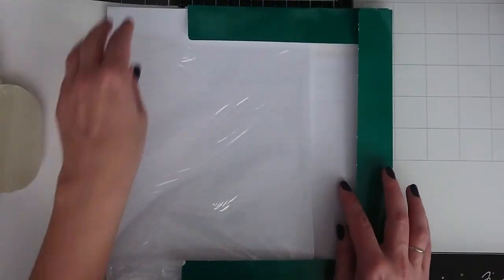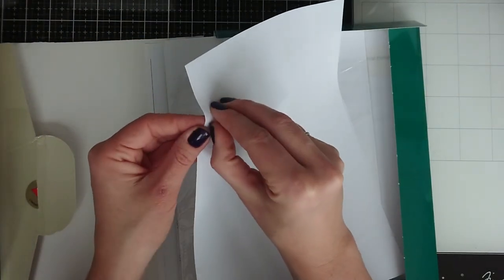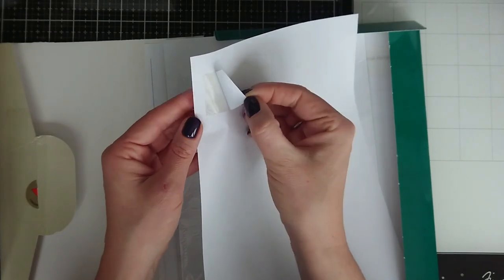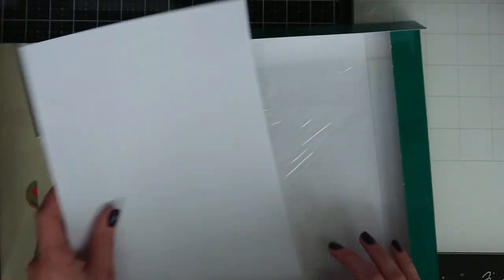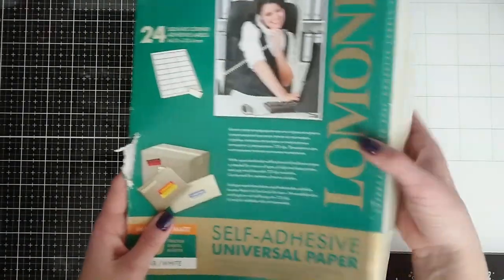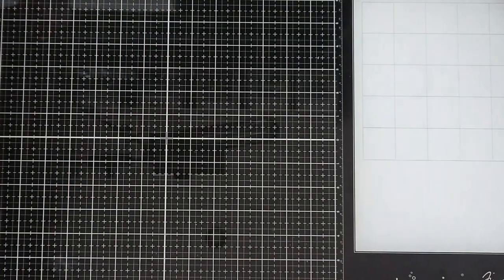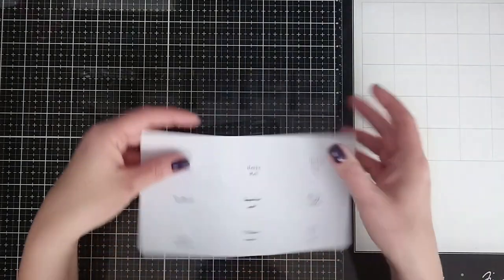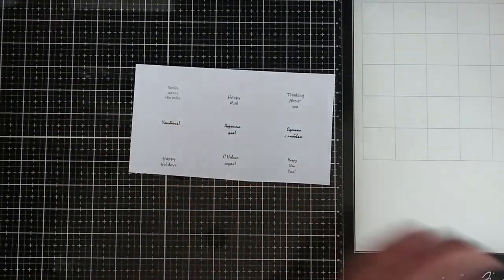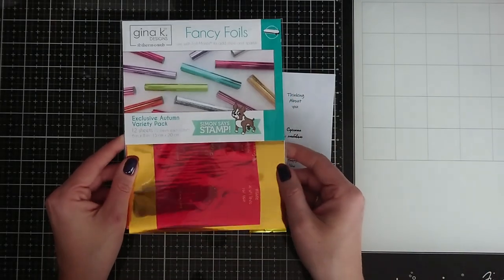So I have this self-adhesive universal paper, which you can get in any office supply store. It can be different. I have these labels, but you can get full A4 sheets of self-adhesive paper, and it can be used in printers, and you just need to make sure that it's quite thick. Mine is 70 grams per square meter, because a thinner one will not work for this, I think, and it won't look nice.